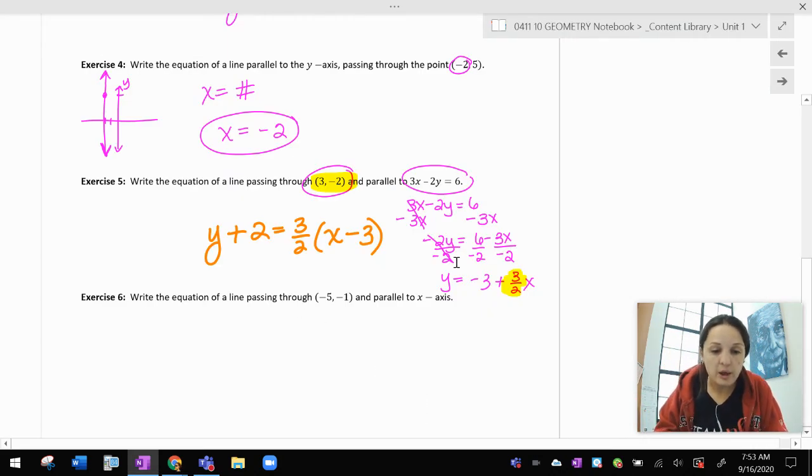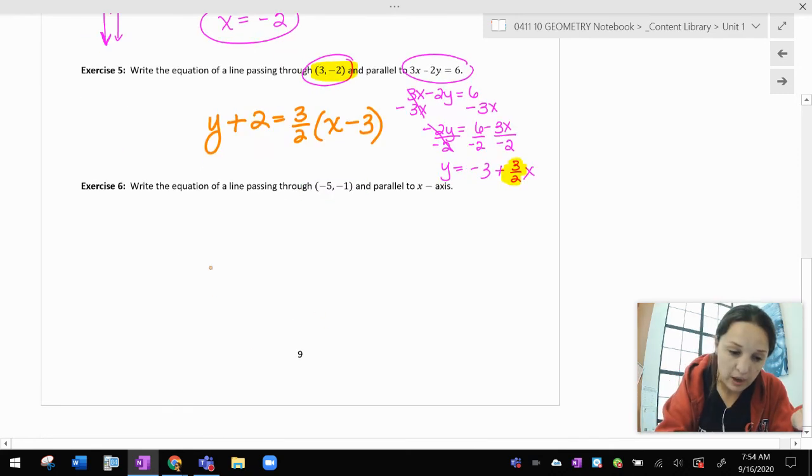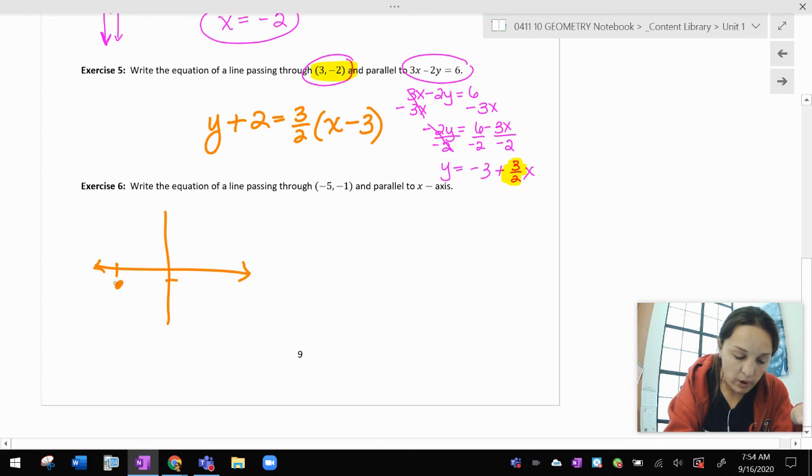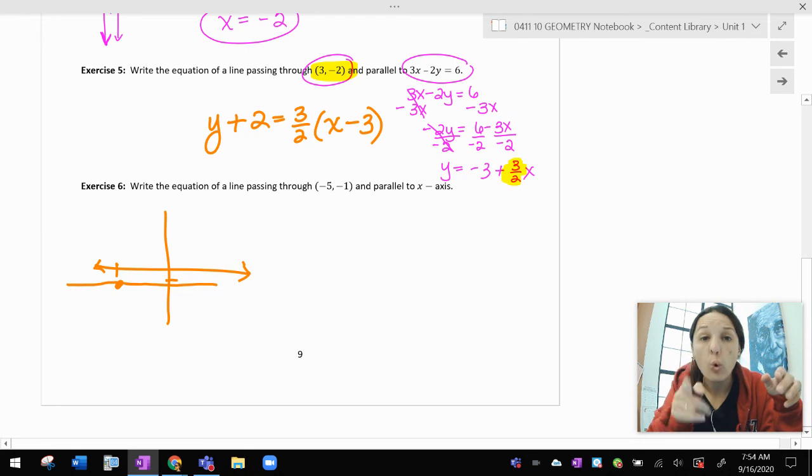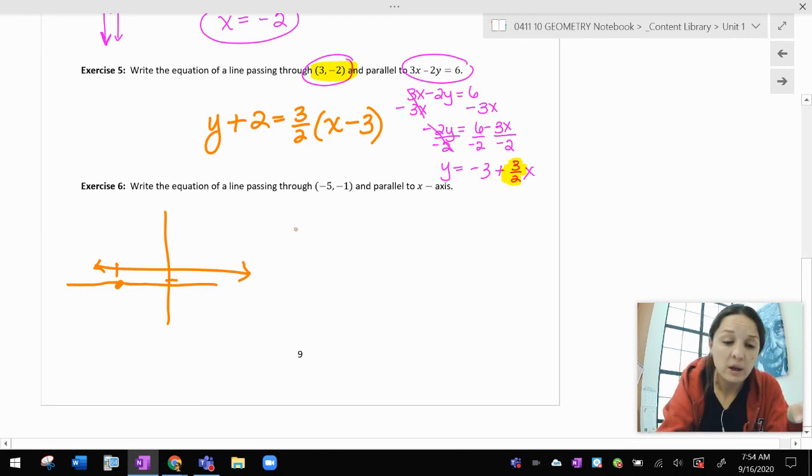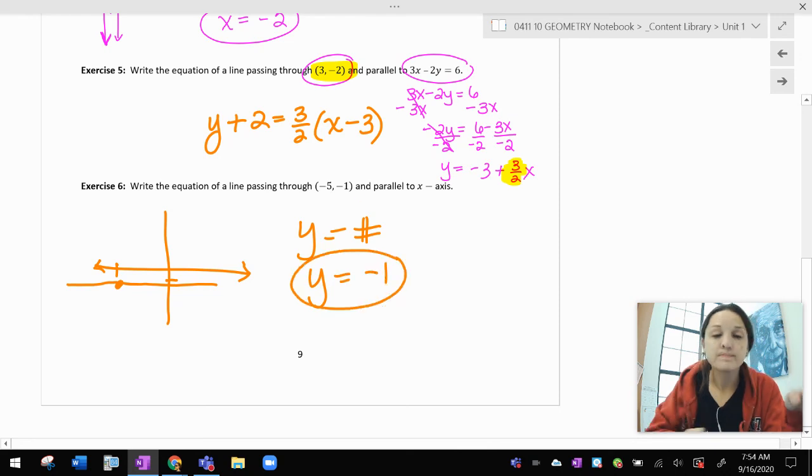Write the equation of a line passing through (-5, -1) and parallel to the x-axis. Okay, so x-axis, that's this one. So if I'm parallel to the x-axis and I pass through (-5, -1), that's going to look like this. Oh yeah, those are horizontal lines. Horizontal lines are just y equals a number. And in this case, y equals negative 1.